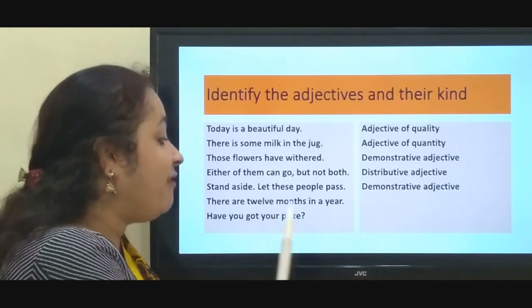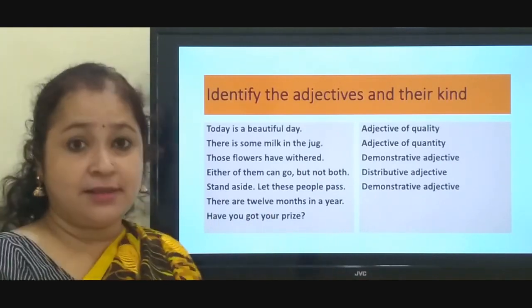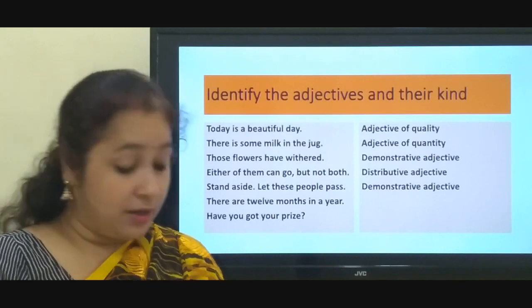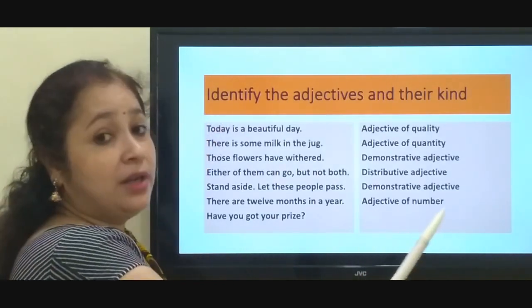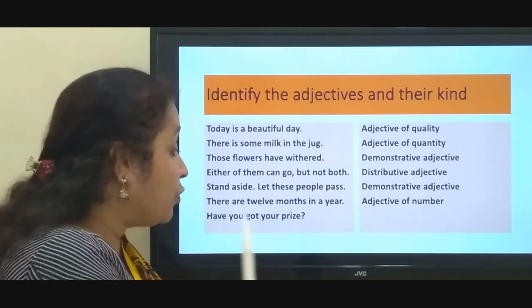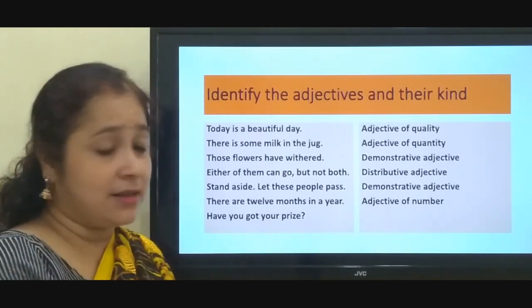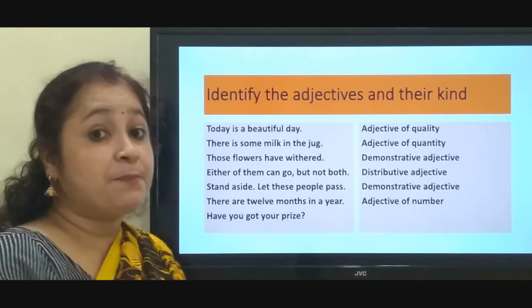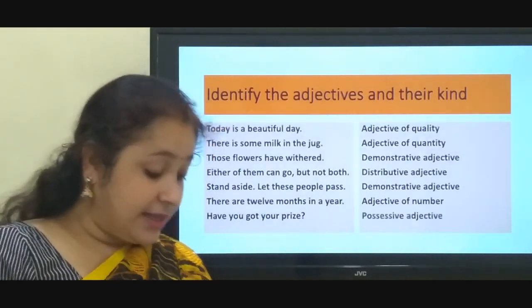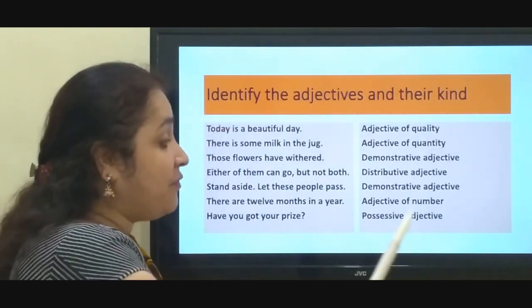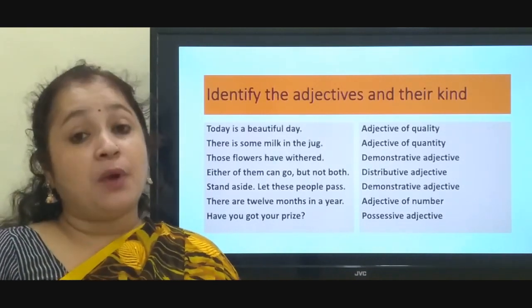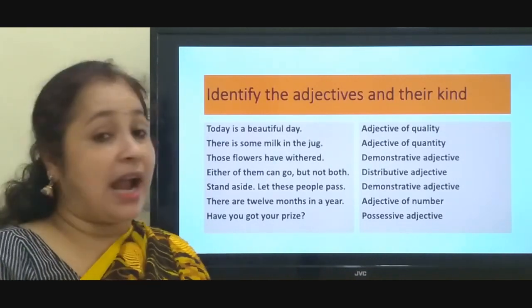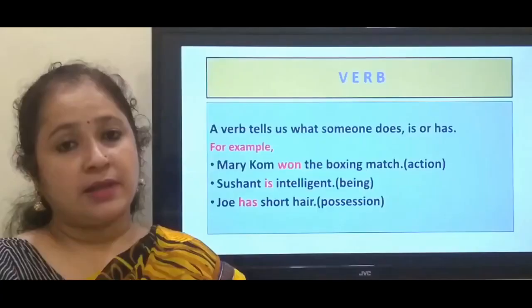There are 12 months in a year. Yes, students, 12 is a number. So, it is an example of adjective of number. Have you got your prize? Yes. Word your shows possession. So, it is an example of possessive adjective. I hope, students, you are able to understand adjectives and their kinds.